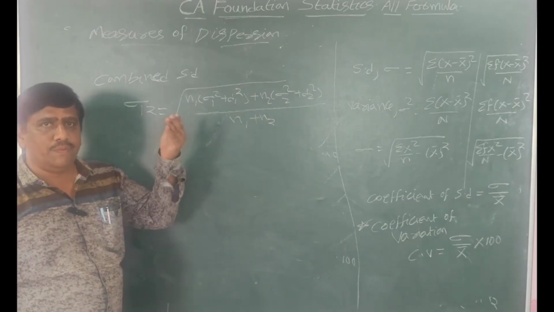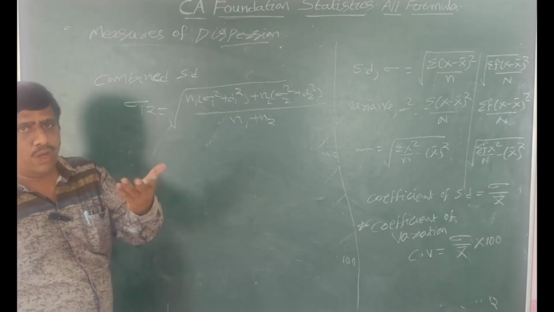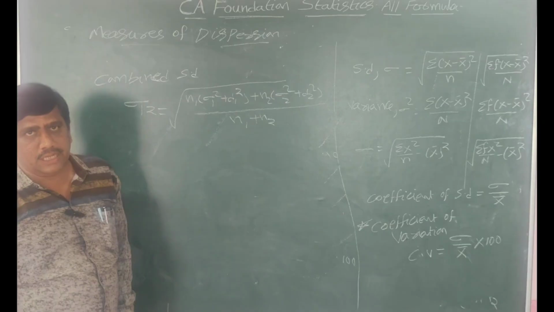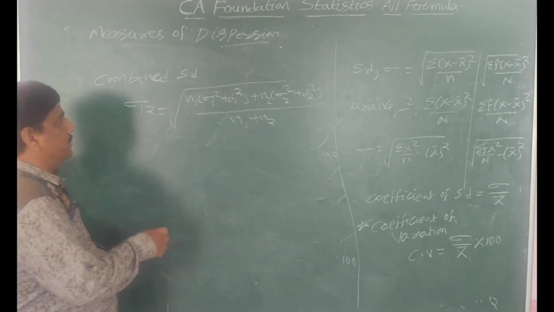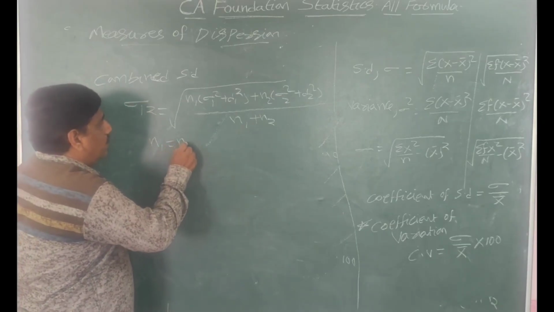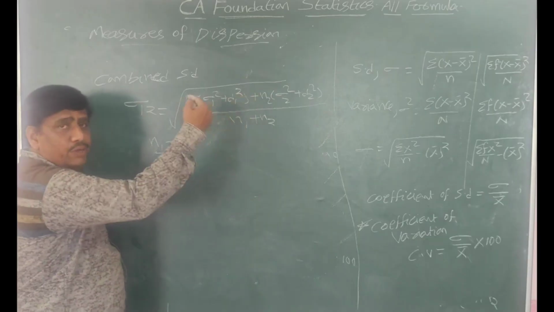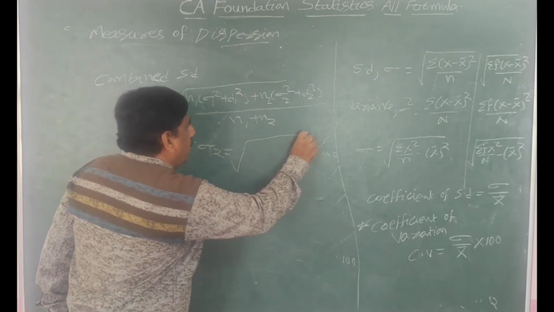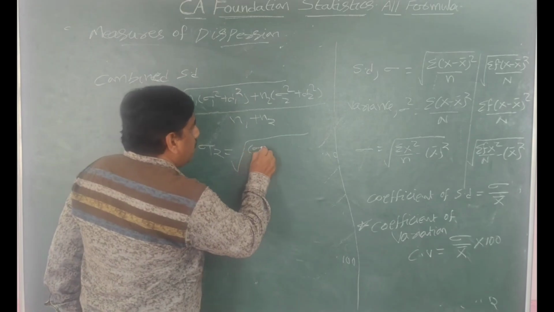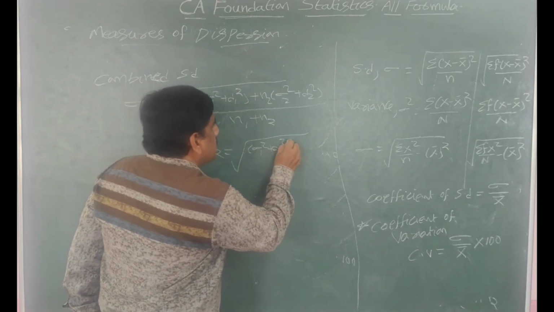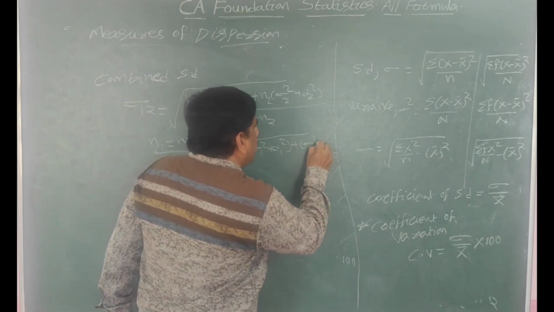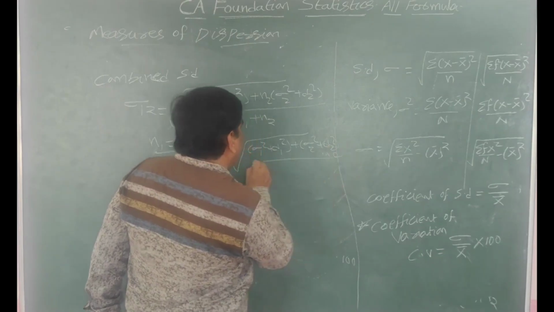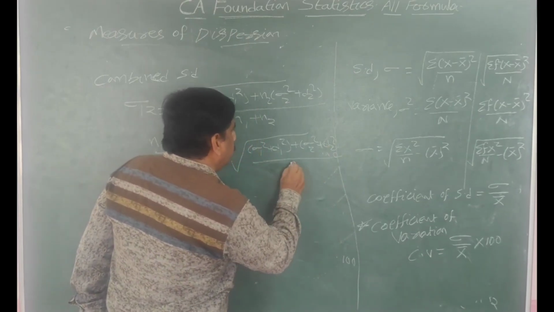This is the formula for combined SD, where sigma 1 square and sigma 2 square are variances, and d1 square and d2 square are deviations of the means from the combined mean. You have to compute the combined mean first, and after that the combined SD. Here you have some cases also. Suppose n1 equals n2, remove n1 and n2 in this formula. Then the combined SD formula is the square root of sigma 1 square plus d1 square plus sigma 2 square plus d2 square, divided by 2.